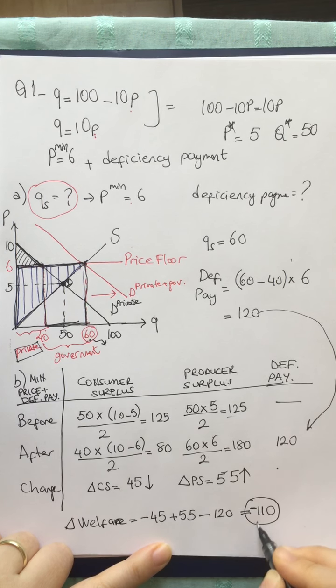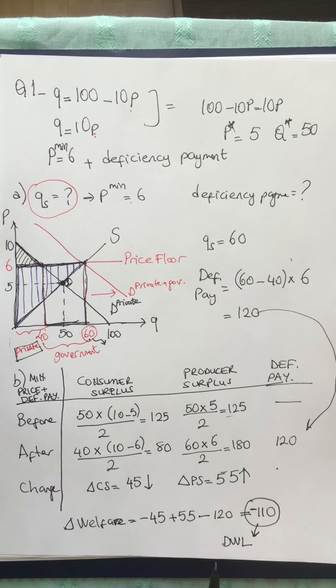So the welfare of the society will decrease 110 units and this is the deadweight loss of the policy.